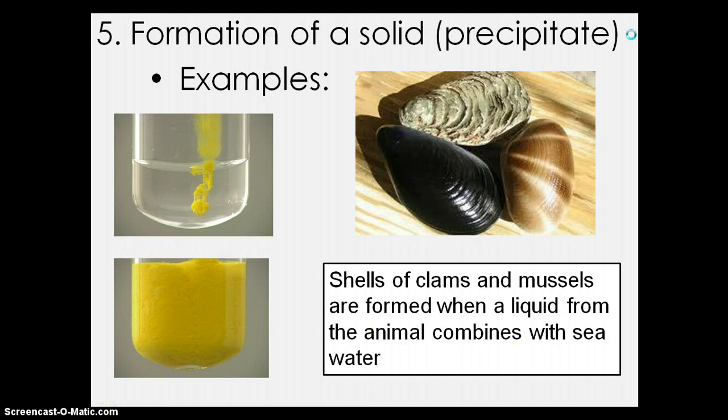The last sign of a chemical change is the formation of a solid, or as we say in science, a precipitate. Some examples would be the shells of clams and mussels that are formed when a liquid from the animal combines with seawater. The shells have ridges, and each ridge is formed from layers of solid precipitate that the animal inside made to protect it. The shell wasn't there at first. They had to build it and grow it. And as it got bigger, the shell would get bigger too, so you can see the layers.